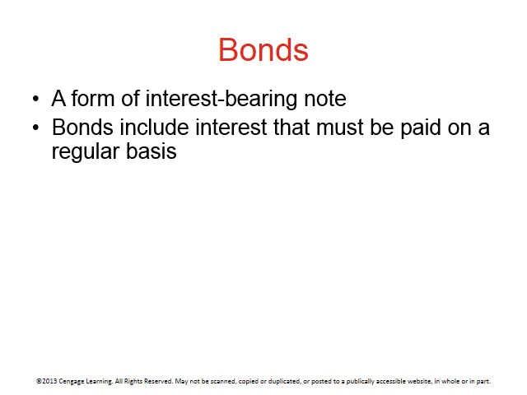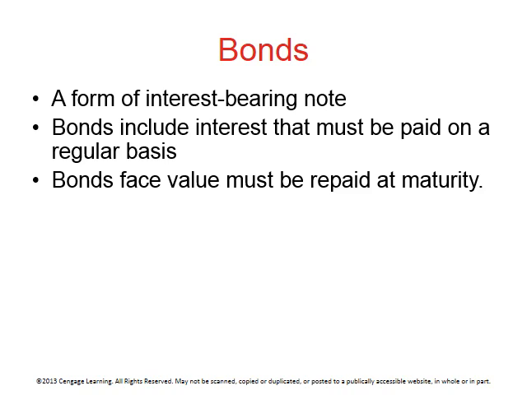So interest is paid on a regular basis. So if I buy a bond for $100,000 from Apple, I'm going to get $100,000 back from Apple at some point, plus I might get 6% interest paid semi-annually. The face value must be repaid at maturity. So the $100,000 bond I bought from Apple today, maybe that bond matures in 5 years. So in 5 years they have to pay me back the $100,000, and then over those 5 years I'm going to get interest on top of that.